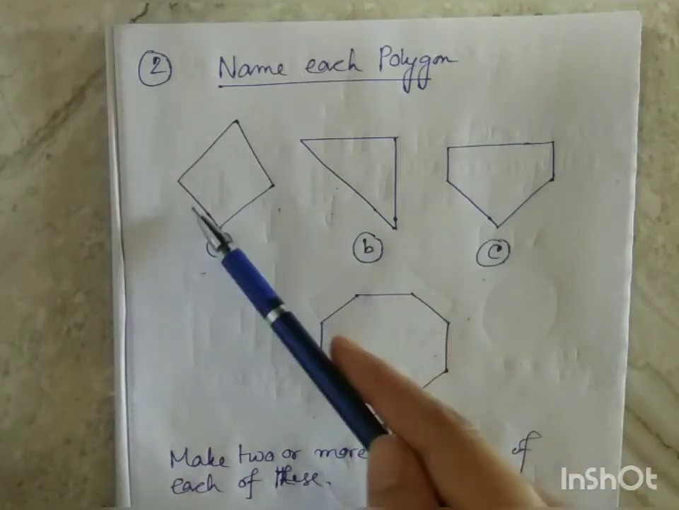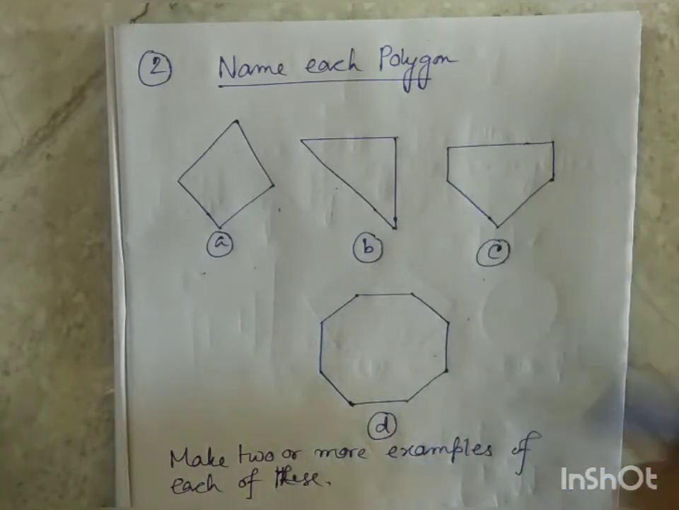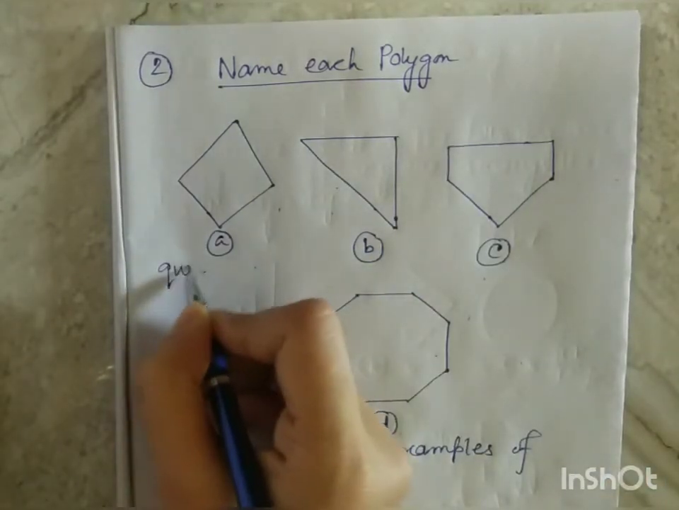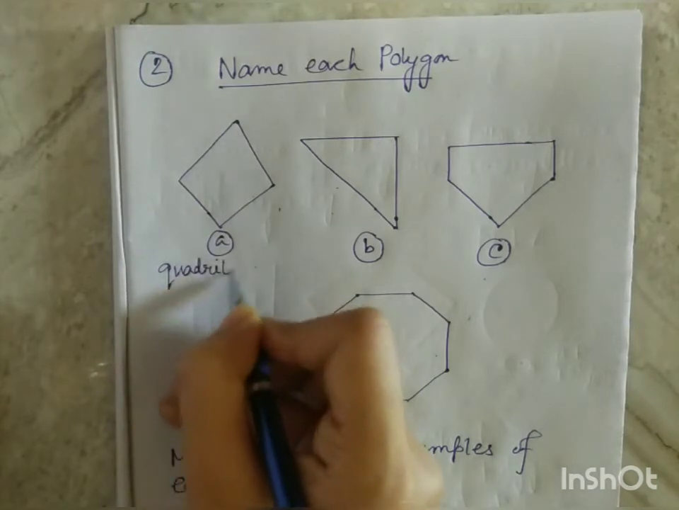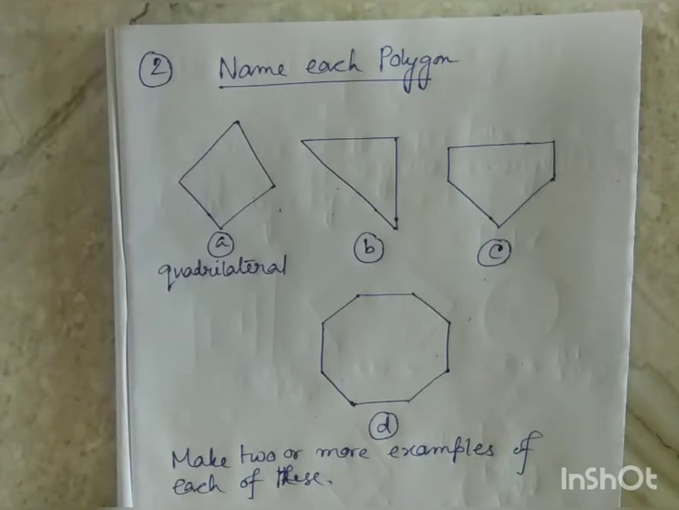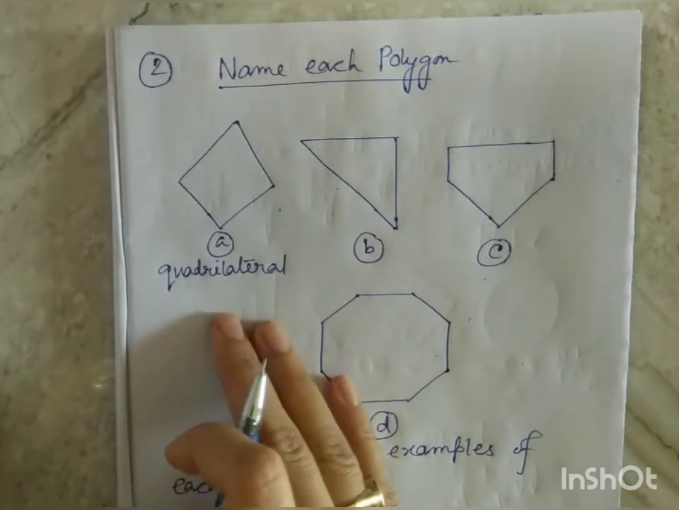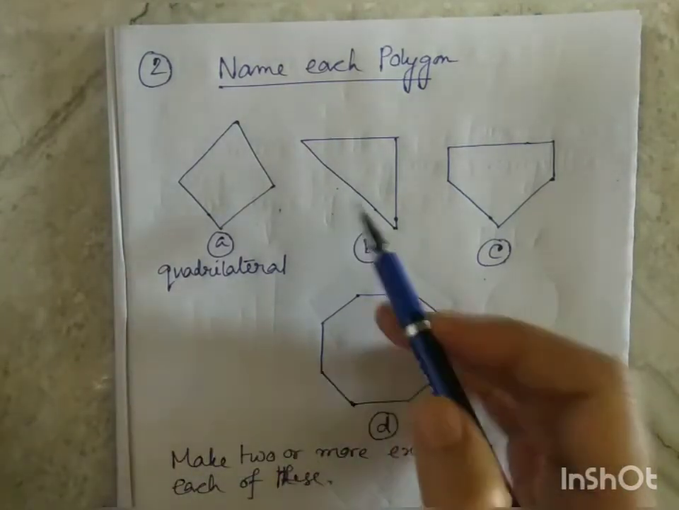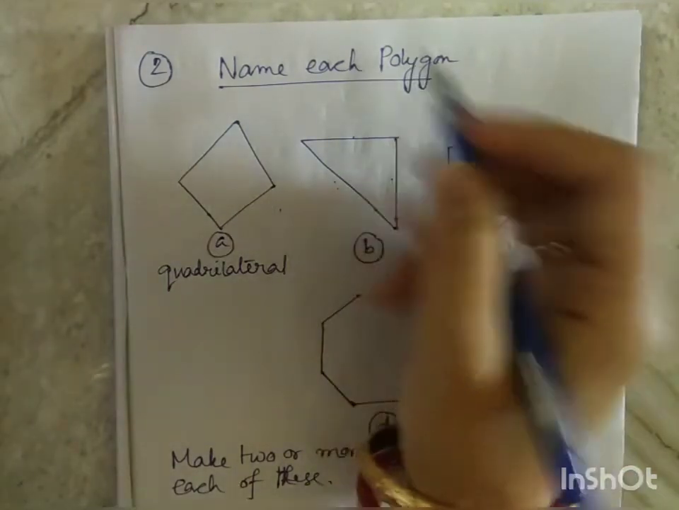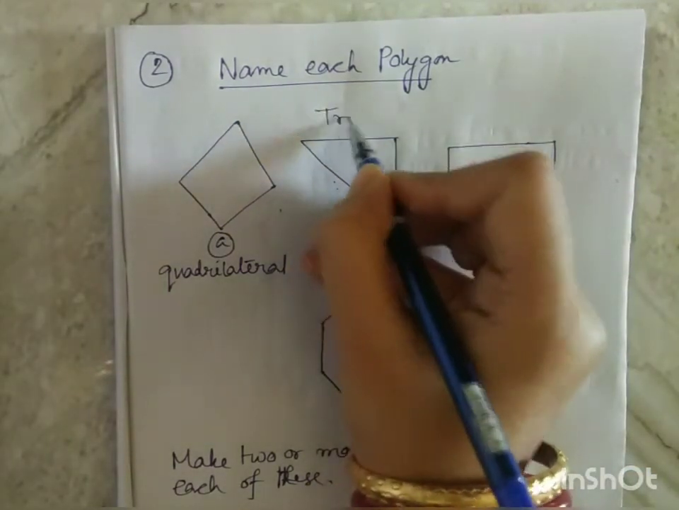1, 2, 3 and 4. 4 sides are there, so it will be a quadrilateral. We have already discussed this in my previous video: a 4-sided closed figure means a quadrilateral. Now this one, 1, 2 and 3. This is a 3-sided polygon, which means it will be a triangle.